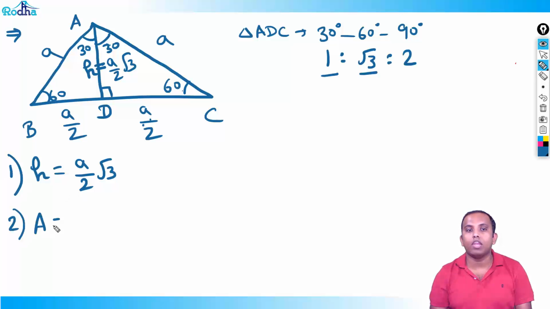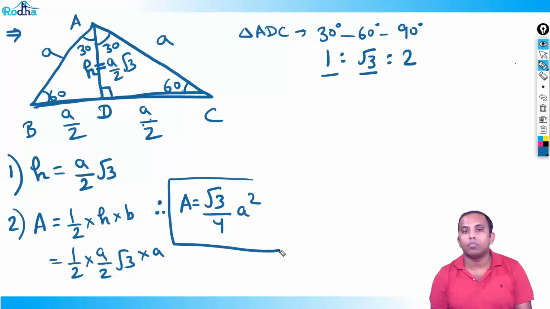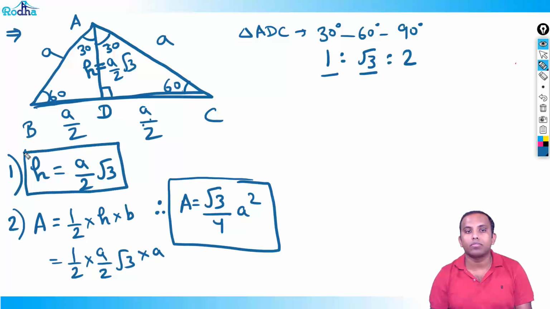Second point, area. What is the area of an equilateral triangle? Area is half into height into base. Half into what is the height? A/2√3. What is the base? This whole is the base, that is A. So half into A. Therefore area becomes √3/4 into A square. Second important point, area is root 3 by 4 a square. First point, height is a by 2 root 3. How does it come? It comes simply by 30-60-90 application. So area is root 3 by 4 into a square. Okay.